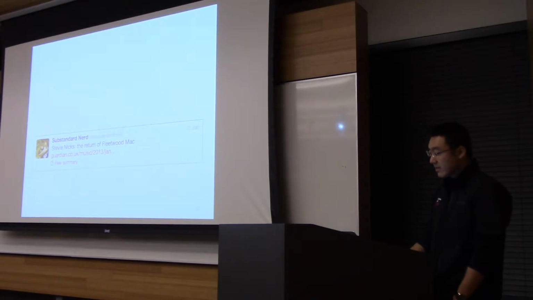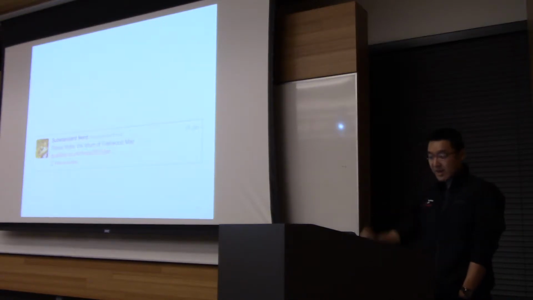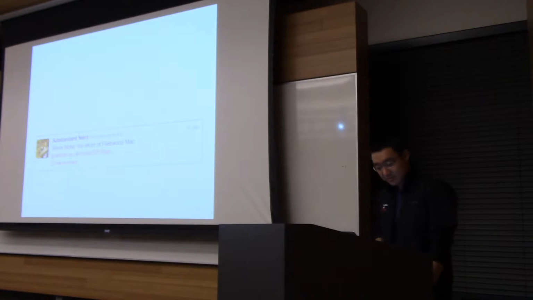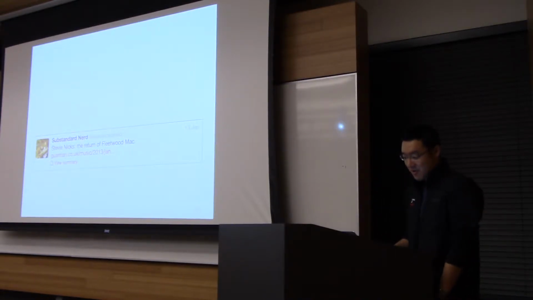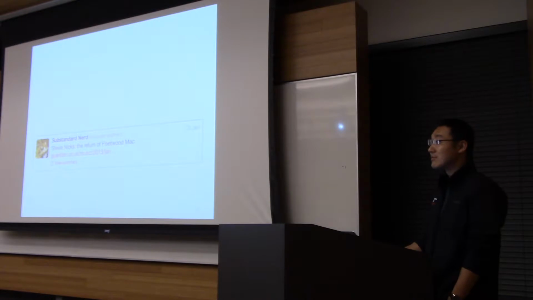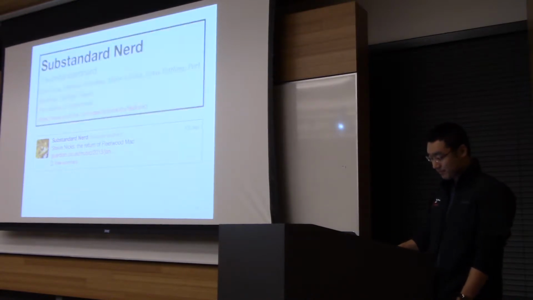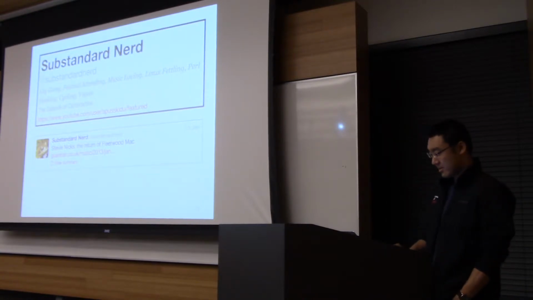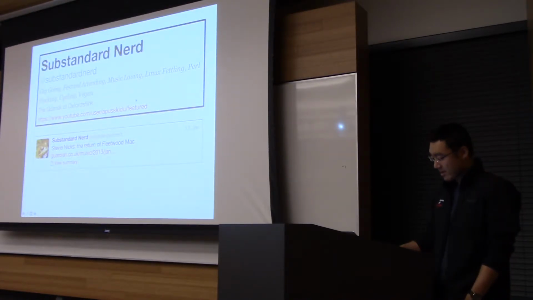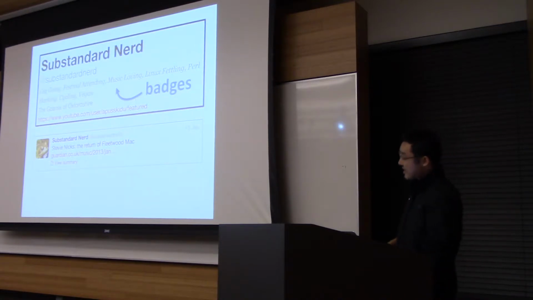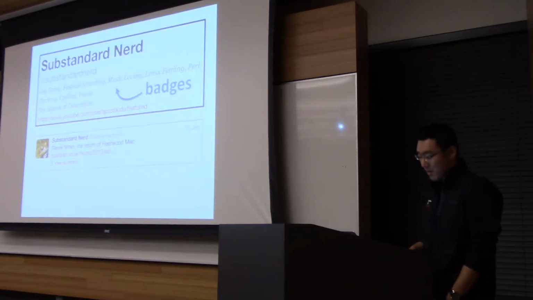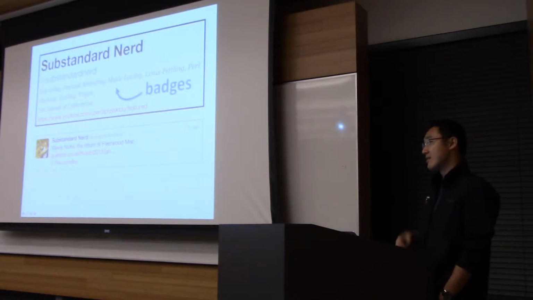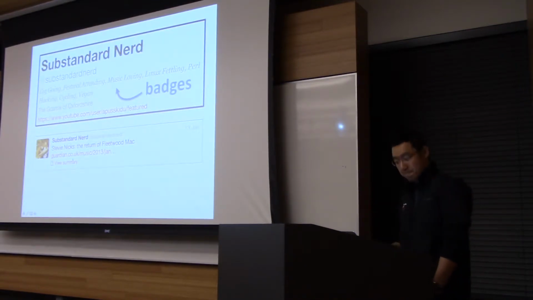And so, let's look at Twitter. Here is a fictitious Twitter handle, Substandard Nerd, and Substandard Nerd tweeted this article. So there's a few things going on here. Well, one, Substandard Nerd has a bunch of descriptors describing himself, and we can think of these as badges. So we're going to use that terminology. And we're going to think of Substandard Nerd tweeting this article as an endorsement of this article, okay?